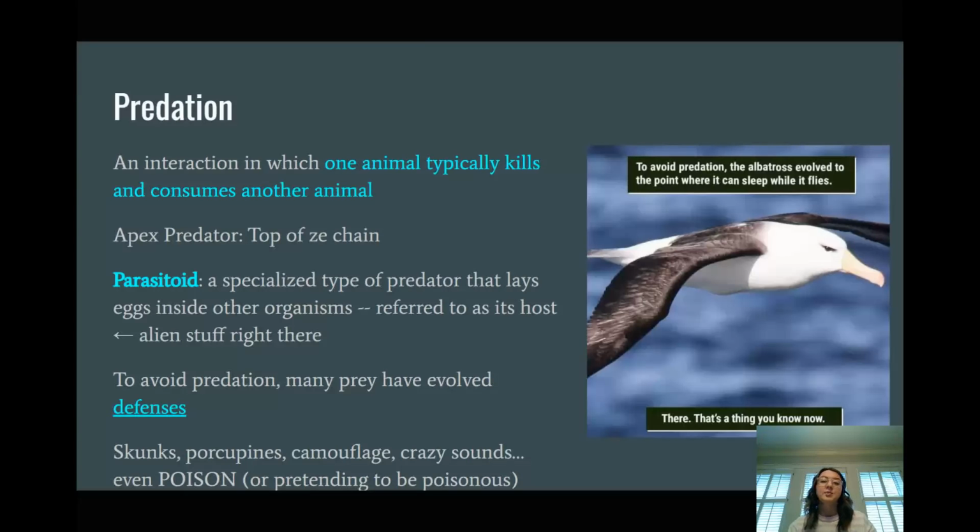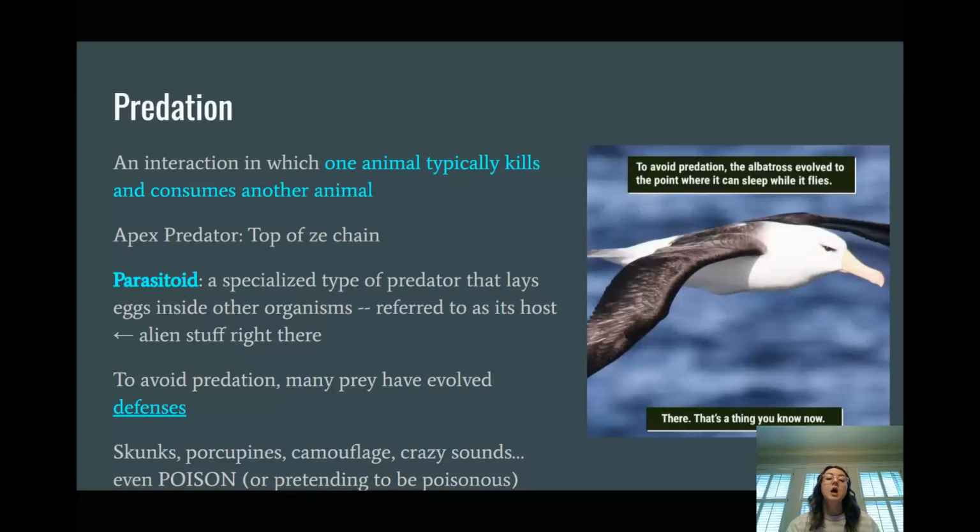A really interesting example of a predator is going to be a parasitoid. So parasitoids are parasites, but it's not parasitism. A parasitoid is a type of predator. It's going to lay its eggs inside of its host. So it's going to choose a host and lay its eggs inside of it. And it's called a host where they lay their eggs. So it sounds like super alien stuff right there. But essentially they're going to feed on that host. And that's why it becomes predation.